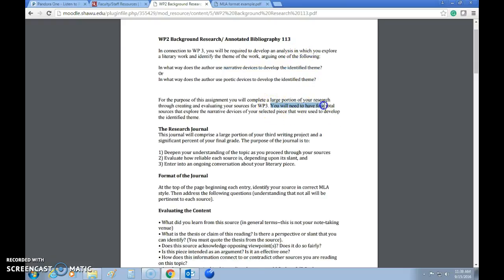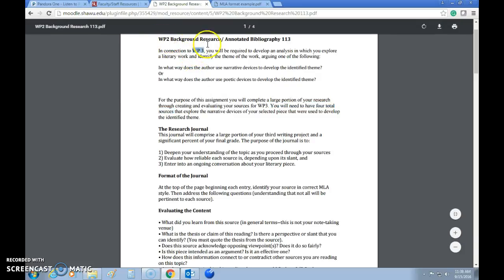You will need a total of 4 sources on this subject that you will then use to write your paper. Your paper is actually Writing Project 3. So Writing Project 2 is actually just the annotated bibliography that will help you write Writing Project 3. They are connected, and both of them are very important to what you're supposed to learn in this class.